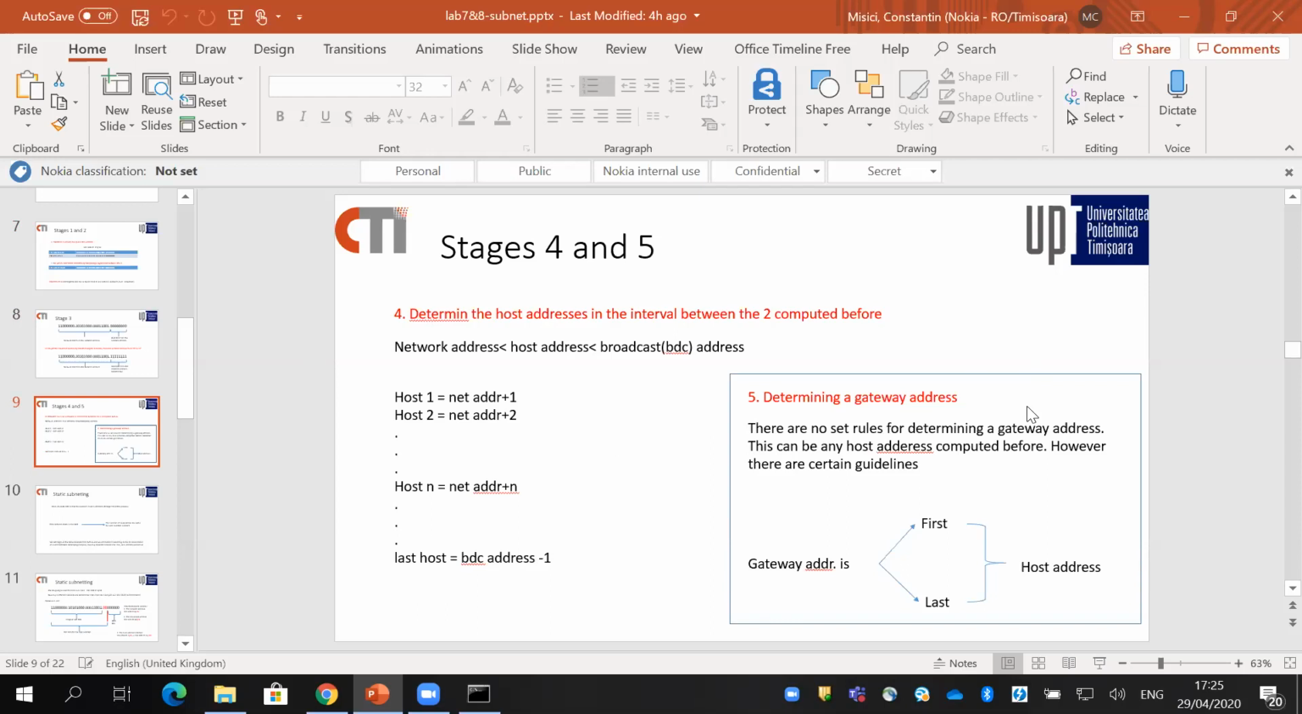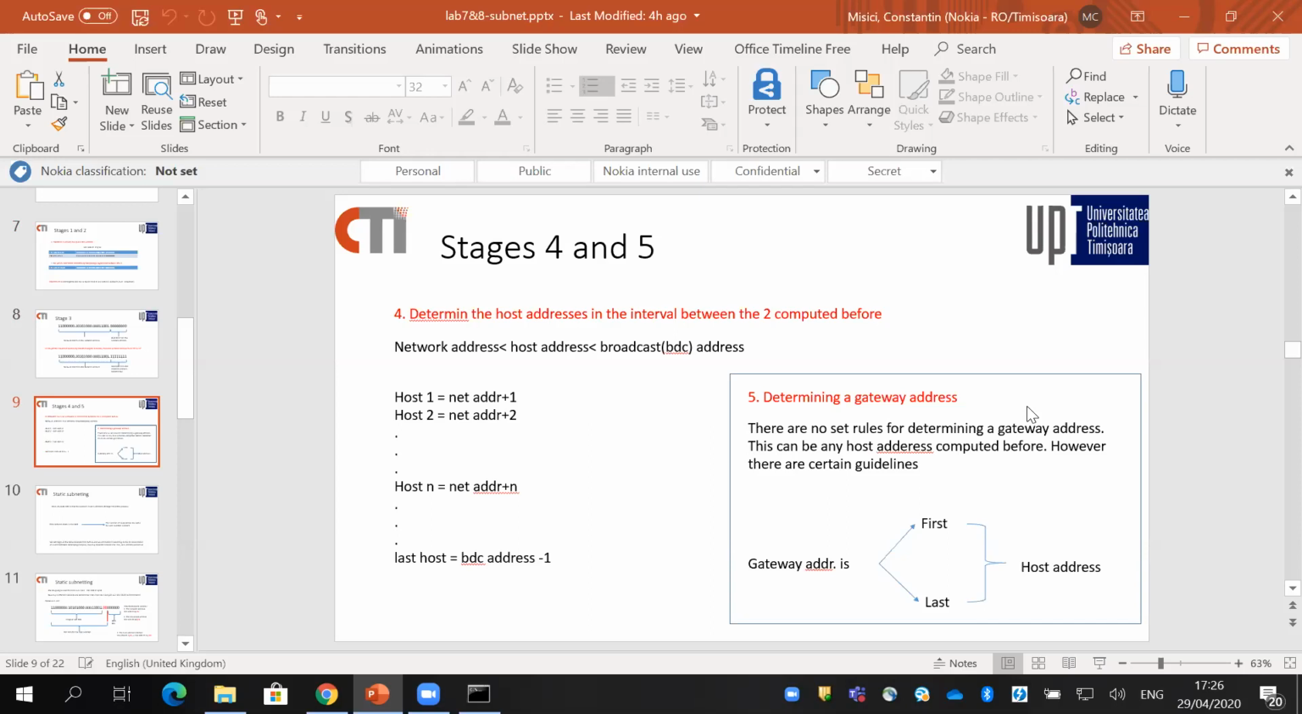You have to choose one address from within the host ones. There are no particular rules as to how to choose that host address. There are, on the other hand, some recommendations, some guidelines. And these guidelines say that the gateway address should always be the first or the last host address.